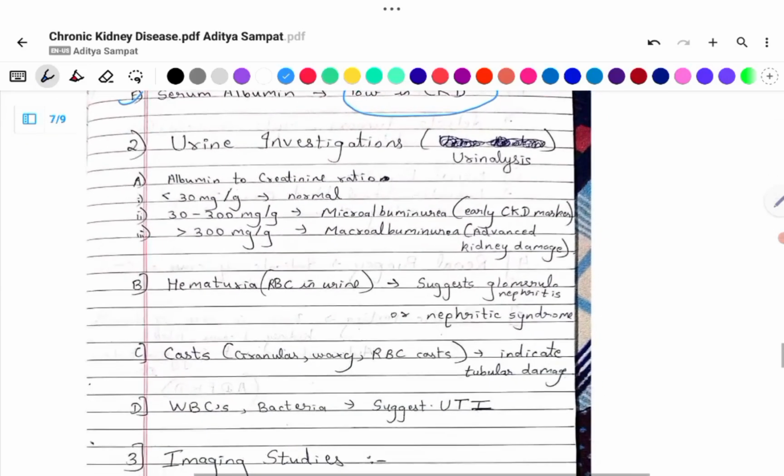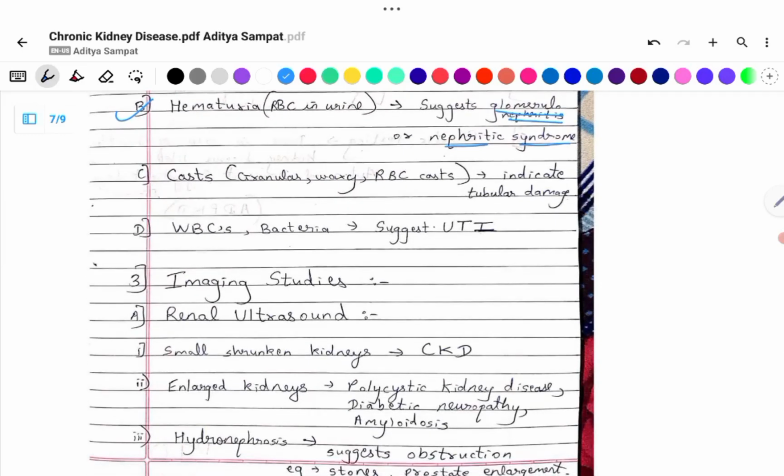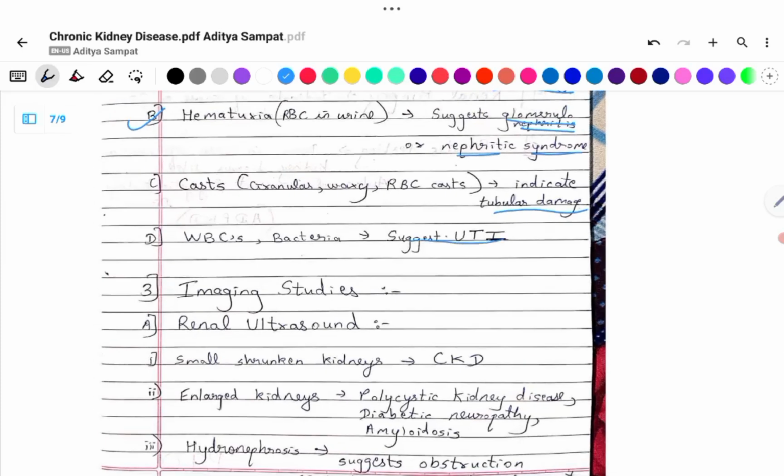Now urine investigations. Urine analysis. Albumin to creatinine ratio of less than 30 mg per g is normal. 30 to 300 mg per g microalbuminuria, early CKD marker, and greater than 300 mg per g macroalbuminuria, advanced kidney damage. Second, hematuria, RBC in urine, suggests glomerulonephritis or nephritic syndrome. C. Casts, granular waxy RBC casts, indicate tubular damage. WBCs and bacteria suggest urinary tract infection.